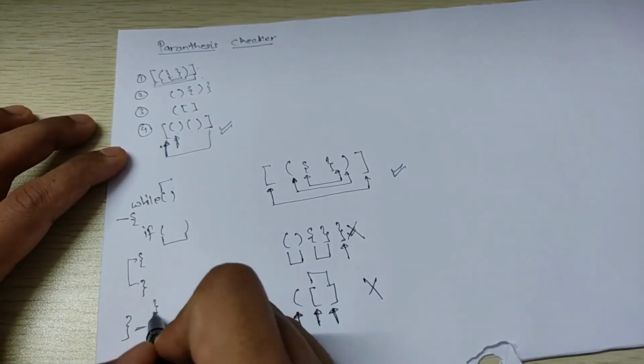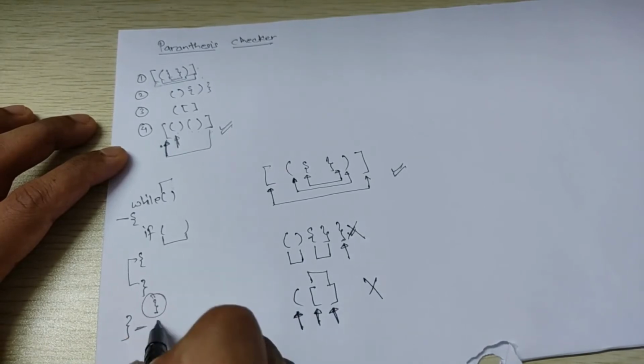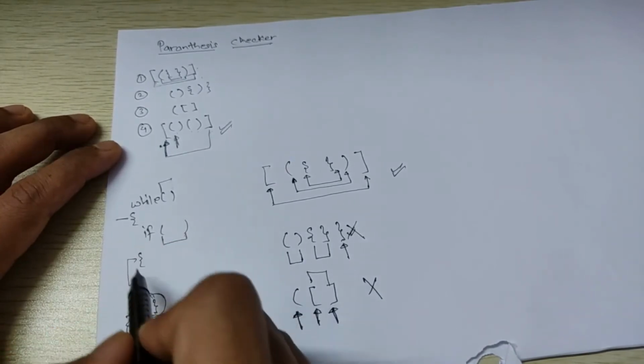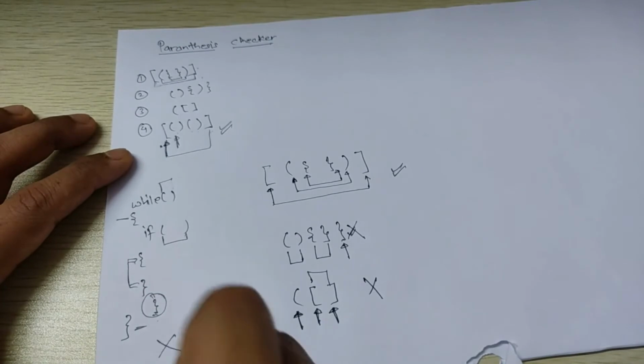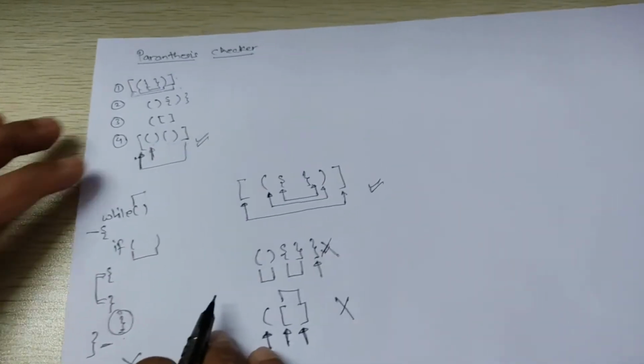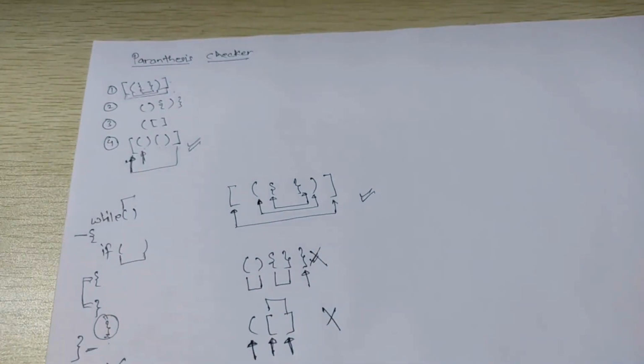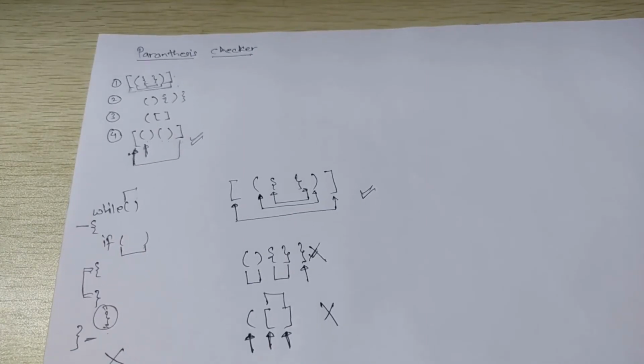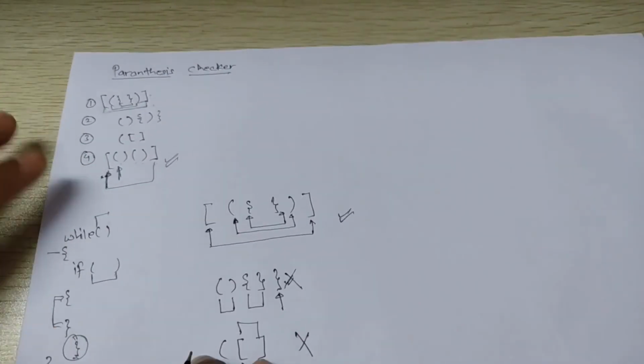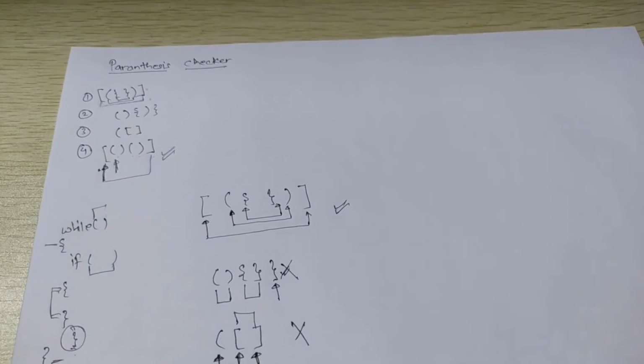But if you add something here, then there is no opening curly brace for this. So it is an error. So it is not a balanced parenthesis problem. So this is the whole problem. It took me a lot of time to explain the problem. Let's see what is the solution of this problem.